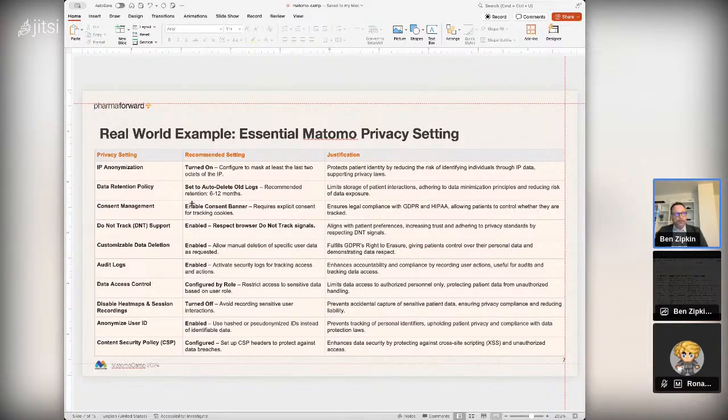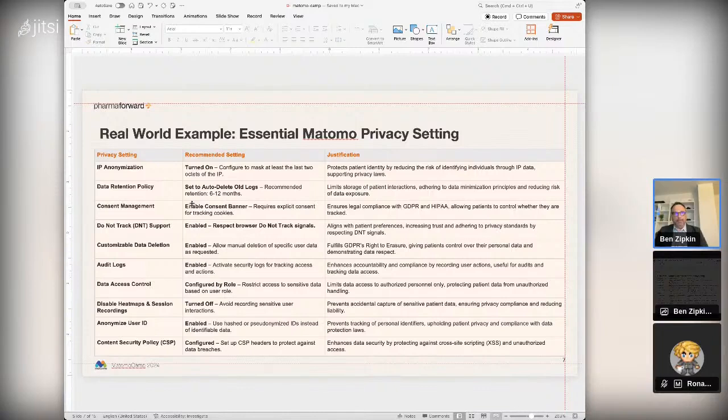Data access control is very important, and also disabling heat maps and session recordings. I love this feature, but when enabled, there's a possibility that you can observe users entering personal information or interacting with information. I believe that disabling heat maps is on by default, but it's worth checking. Anonymized user ID is also very important, and then making sure that the content security policy is fully configured.